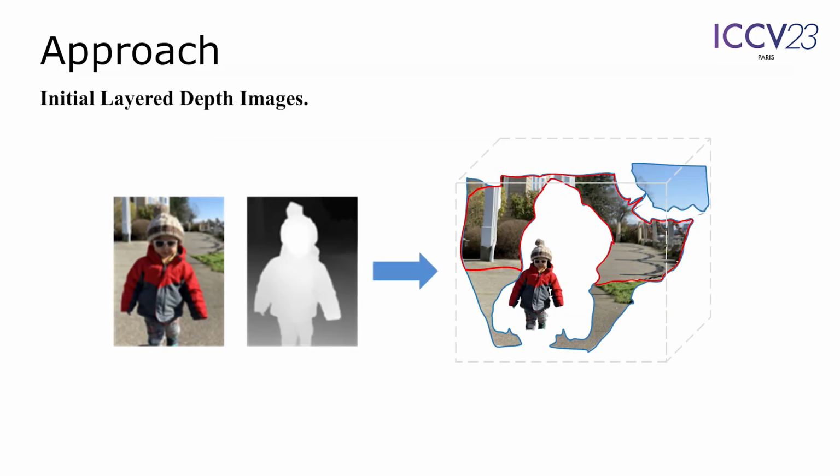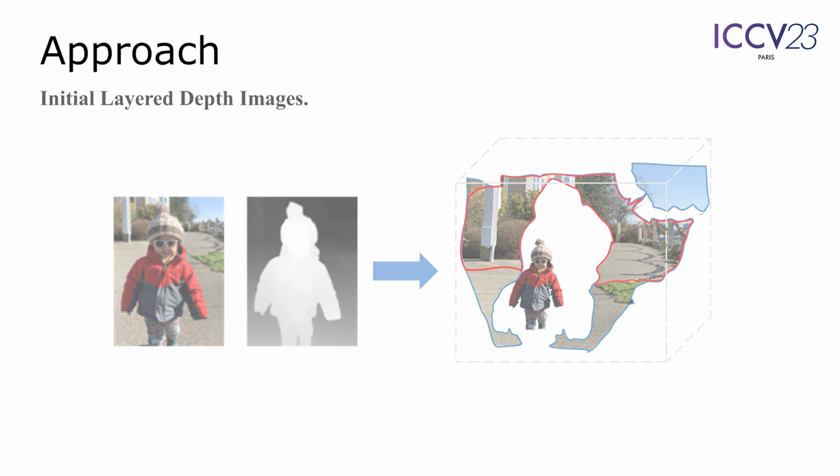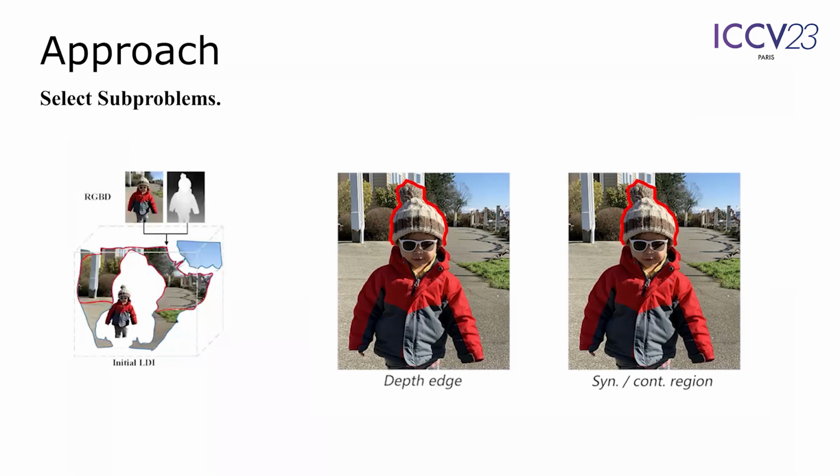We first initialize a trivial LDI from the RGBD inputs. In LDI, each pixel lattice contains an arbitrary number of color and corresponding depth values. Next, we iteratively select subproblems from the initial LDI. Each subproblem is related to one depth edge. Then we expand the synthesized regions and context regions along the edge by the flood-fill algorithm.